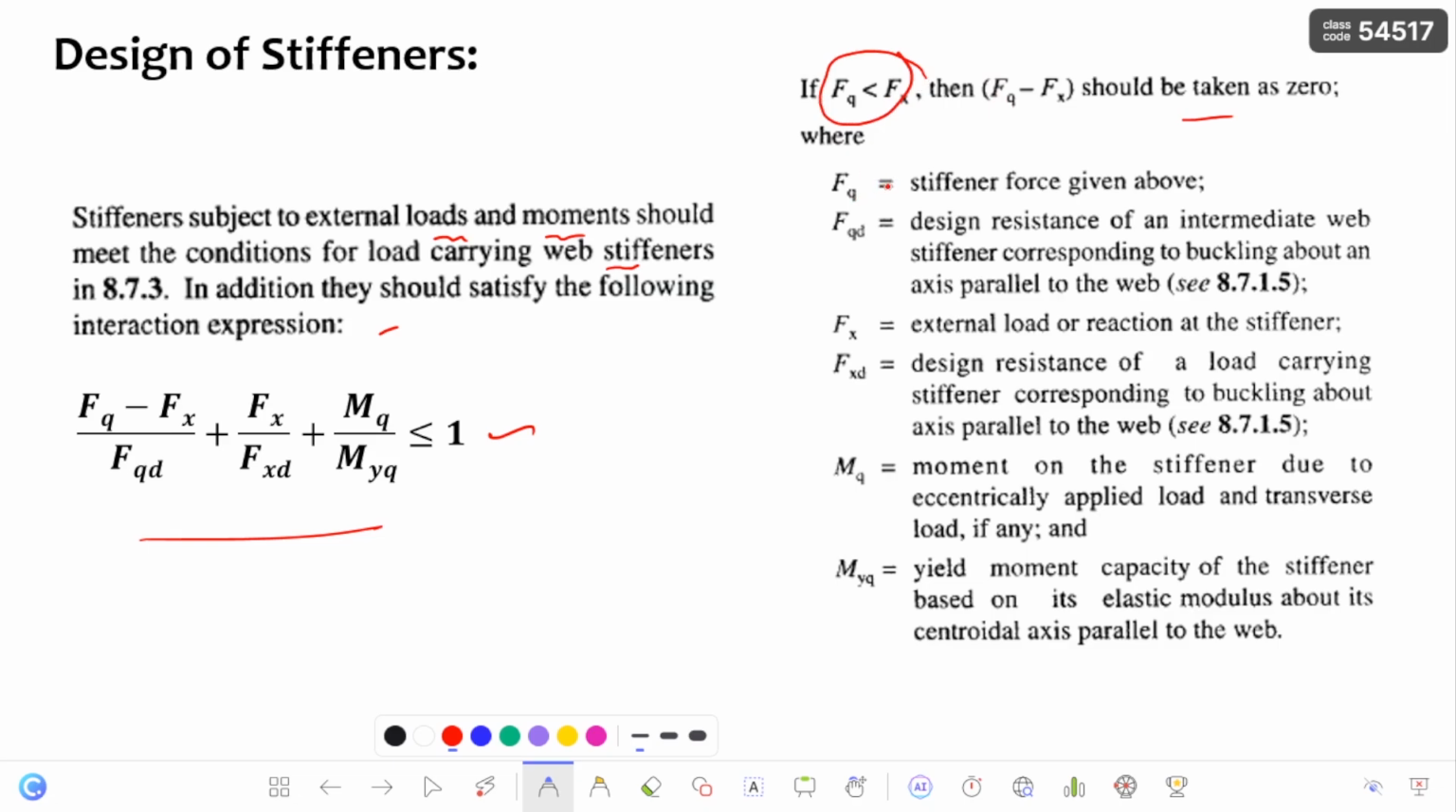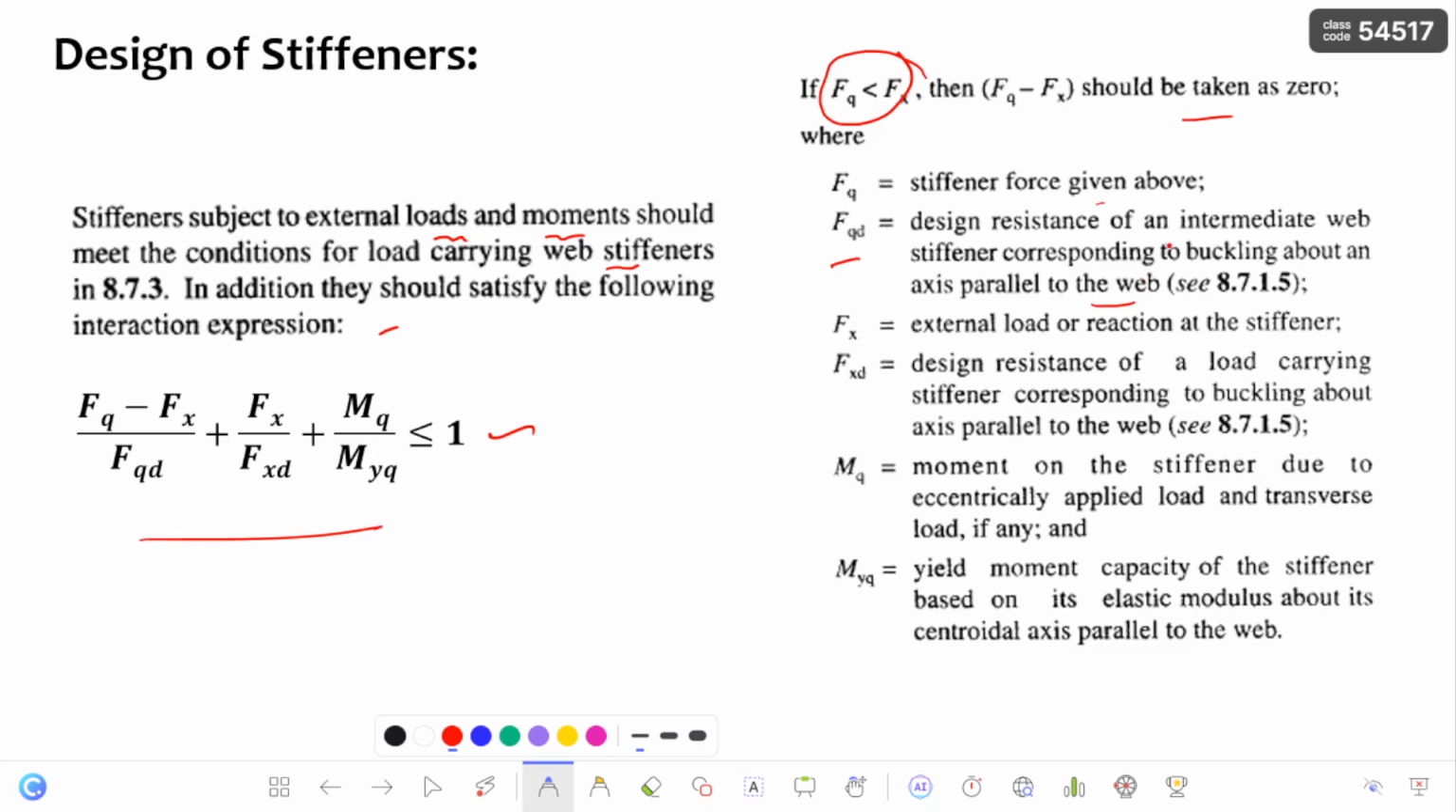Now what is this Fq? This is the stiffener force given above. I already discussed this Fq in the previous slide. Now coming to Fqd, that is the design resistance of an intermediate web stiffener corresponding to the buckling about an axis parallel to the web.